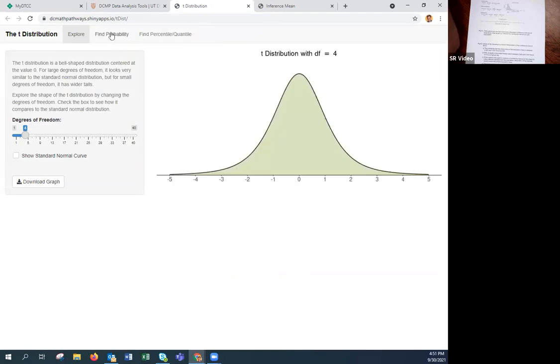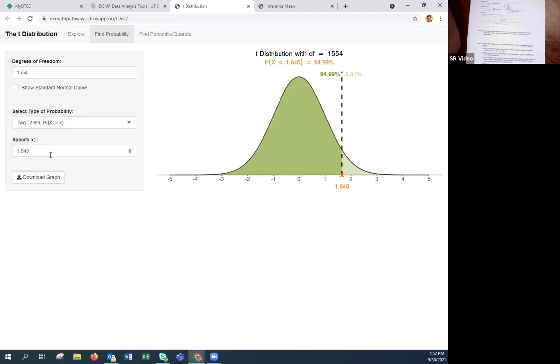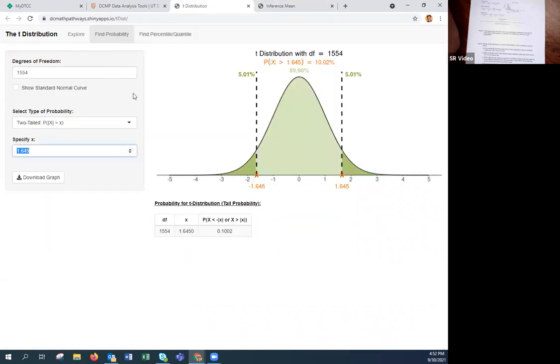Okay, so we can find probabilities. If I have degrees of freedom 1554, and I want a two-tailed, where I would look at the probability in the middle or on either tail, I'll show you the number we just used right there, 1.9615. If I type in 1.9615 and hit enter, you can see that's 95% in the middle. So you have to go out 1.9615 deviations in a t-distribution with 1554 degrees of freedom to capture 95% of the distribution. You can see 2.5% is on the high side, 2.5% is on the lower tail. So that's 5 total percent that won't be captured. Okay, so that's where that number comes from.